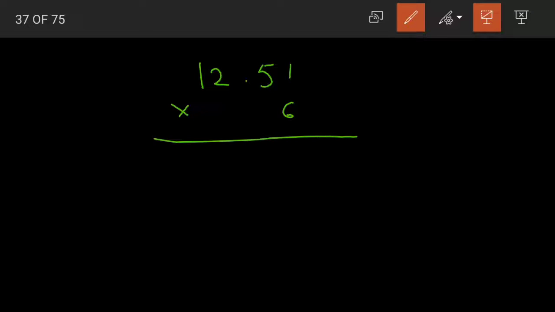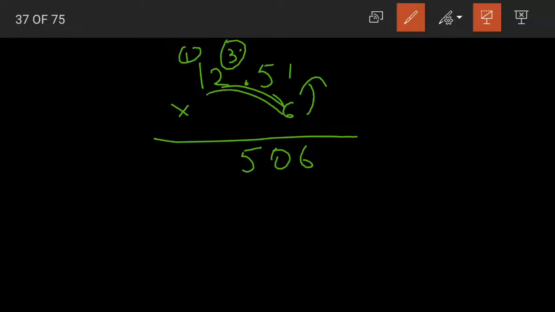12.51 by 6. Again, children, ignore the decimal point and multiply as we normally do. 6 ones are 6, 6 fives are 30, 0 here 3 carried, 6 twos are 12 plus 3 15, 1 carried, 6 ones are 6 plus 1 7. But after multiplying, what should we do? We should put our point. Yes, after two digits from the right, we place our decimal point.